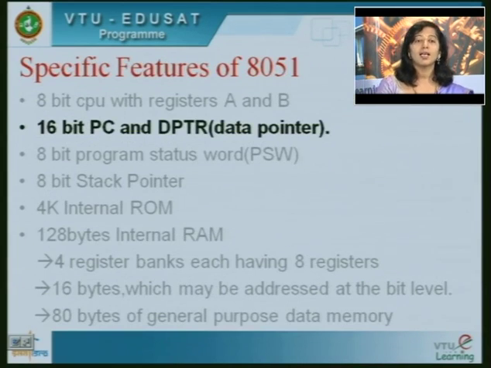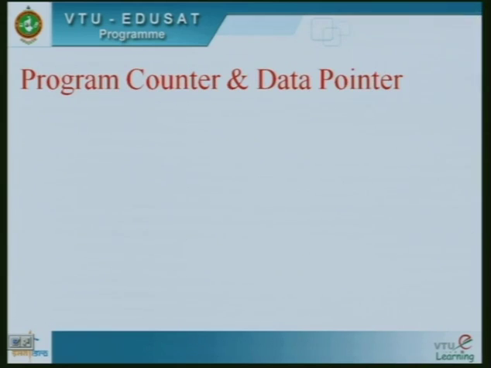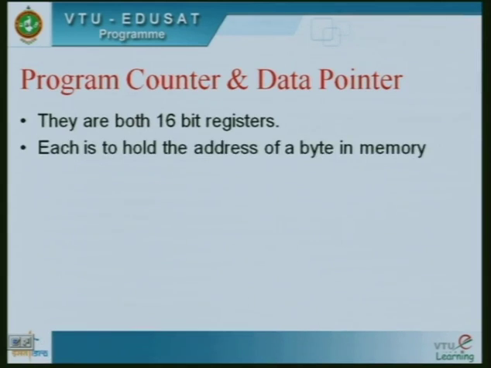Next, coming to the 16-bit program counter and the data pointer. What is this program counter? Program counter and data pointers are both 16-bit registers. Each can hold the address of 1 byte of data in memory. So it can be 1 byte of data or 1 byte which contains the program. Program counter will always point to the instructions written in the program.